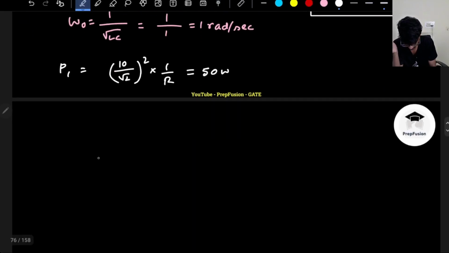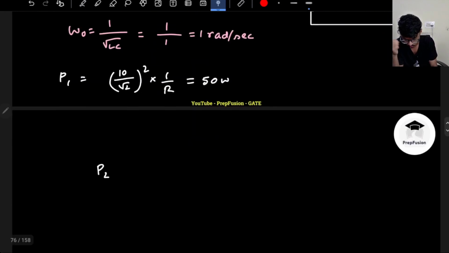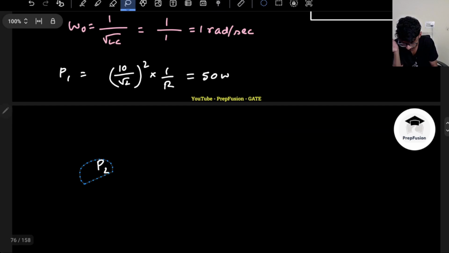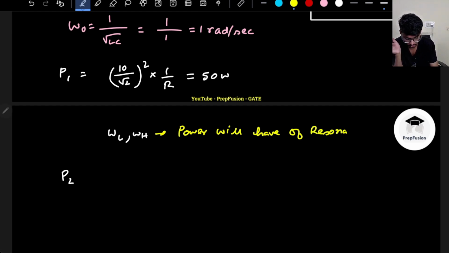What about the second frequency component? In the question they have told me it is the half power point, or the 3 dB lower cutoff. So what does half power point actually mean? Half power point means at omega L and omega H, the power will be half of the resonant power, basically half of the power consumed at resonant frequency.